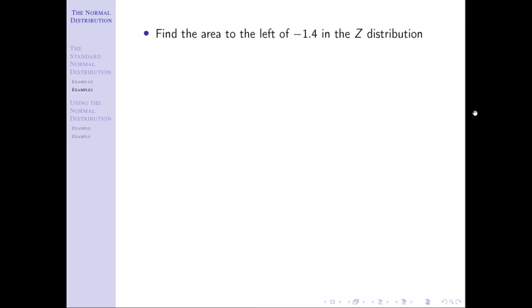And so we start off with find the area to the left of negative 1.4. This one's a very straightforward question. To the left means less than, so I'm going to write out my probability statement. Probability z is less than negative 1.4. And in this case, I just get to go straight to the table and find that value.